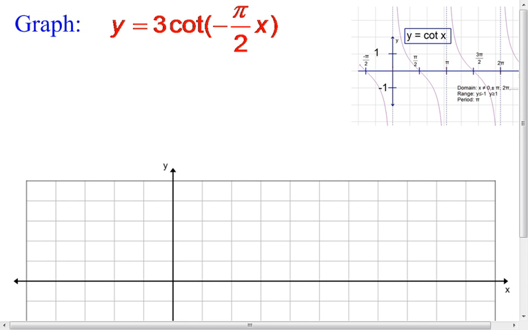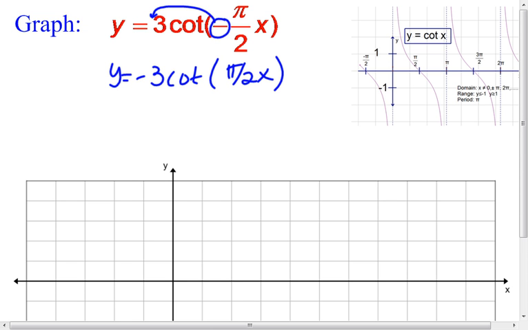Same kind of thing that we talked about the other day. First of all, you need to use your even and odd properties because there's a negative right here. And because there's a negative right there and cotangent is an odd function, you will take that negative and put it out in front. So it will be out here. Okay. That negative out in front does mean that cotangent is flipped. So this is a flipped curve.